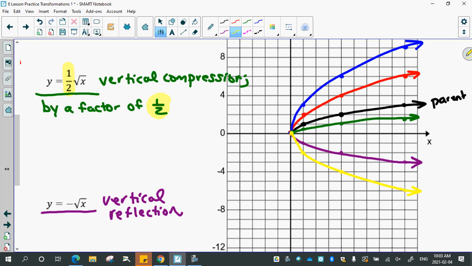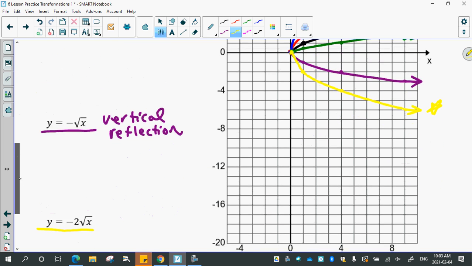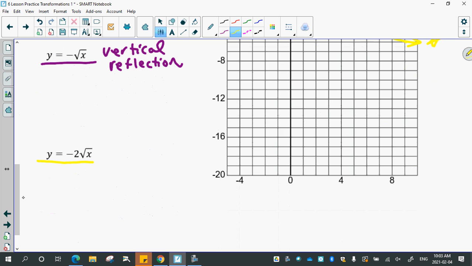So this one is important because there's 2 transformations happening. The negative sign is a vertical reflection. So if I just want to talk about the negative sign, we have a vertical reflection. That's our first transformation. And then the 2 is a separate transformation. That's a vertical stretch by a factor of 2.